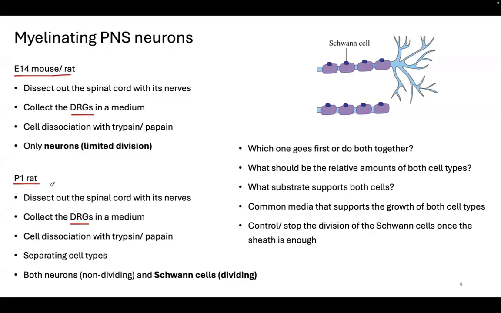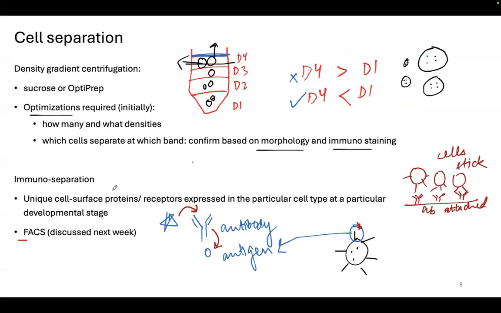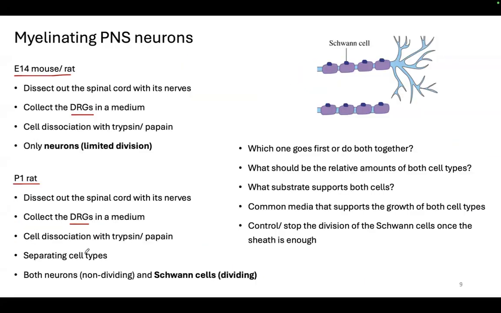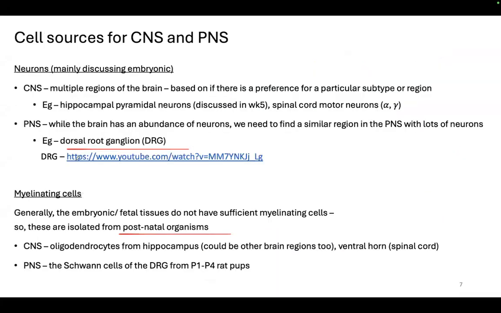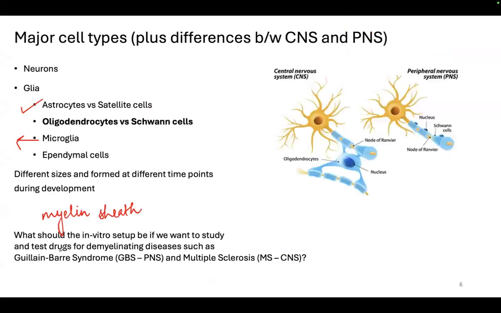In case you're talking about the postnatal rat dorsal root ganglion, then once you've dissociated your cells, you need to do a cell separation, and we talked about the cell separation here. Once you've separated your cells, amongst them you'll have neurons. You'll have other cell types also, but we're primarily interested in either neurons or your Schwann cells. So what setup can be used if you want to study the demyelinating disease of the PNS, which is Guillain-Barré syndrome?